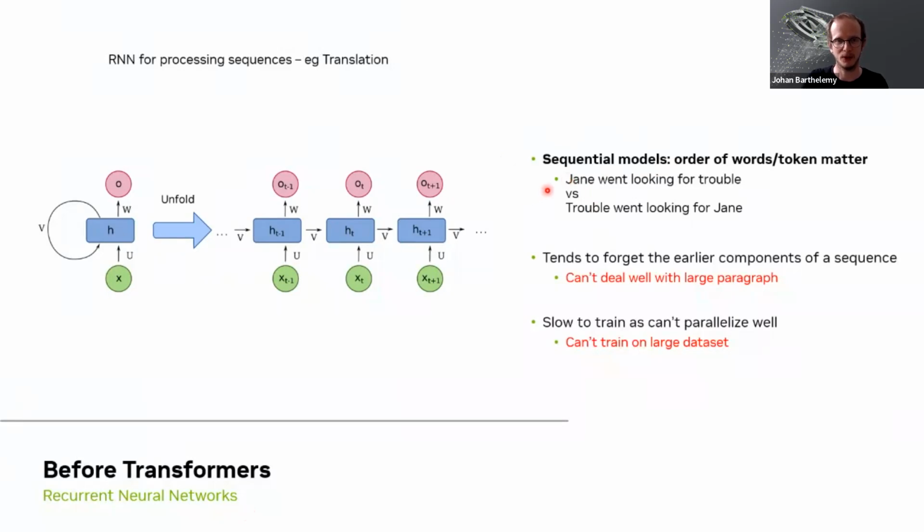So for instance, "Jane is looking for trouble" is really different from "trouble is looking for Jane." The same words are used in the sentence, but the two meanings are different. And recurrent neural networks are able to make sense of the order in the sentence.